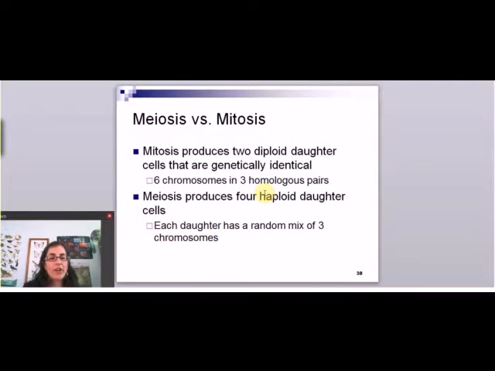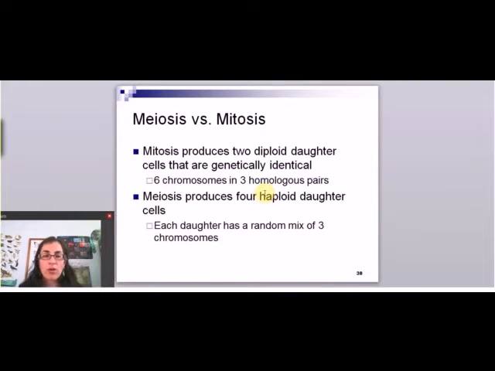Mitosis and meiosis have a lot in common. They're both cell division processes. They're both going to involve these same stages of prophase, prometaphase, metaphase, anaphase, and telophase, and they have a lot of the same things happening during those different stages. So we're going to focus on some key differences.